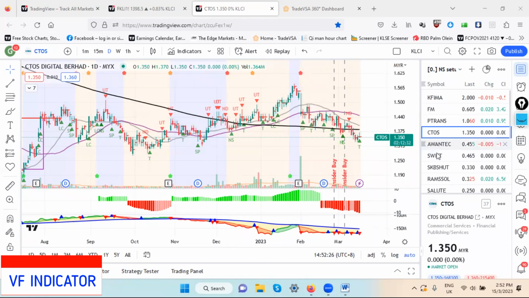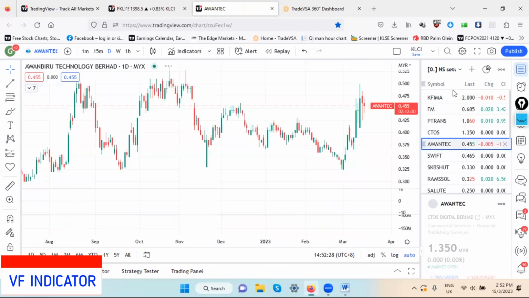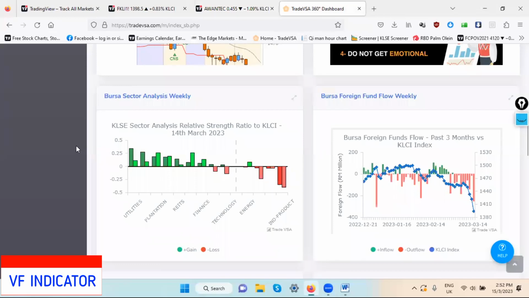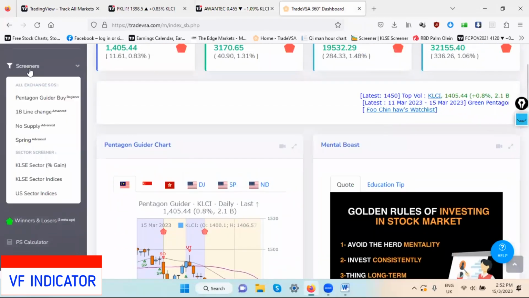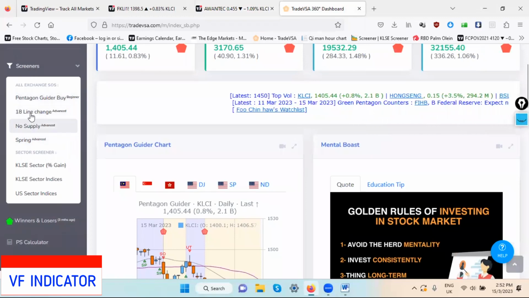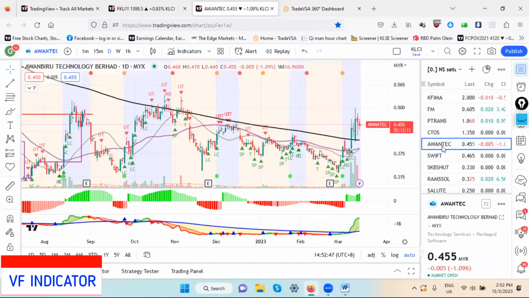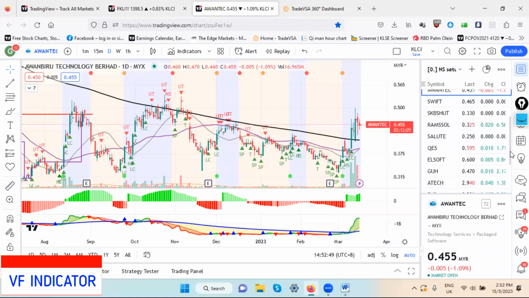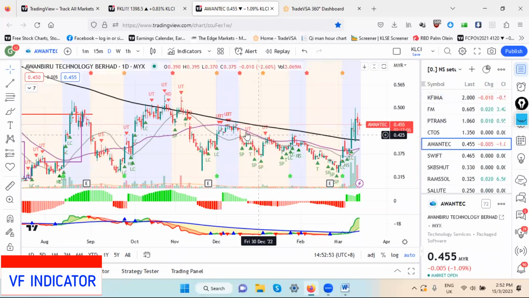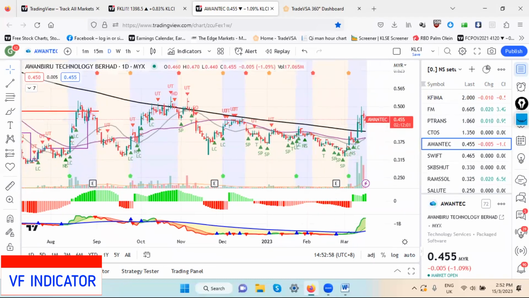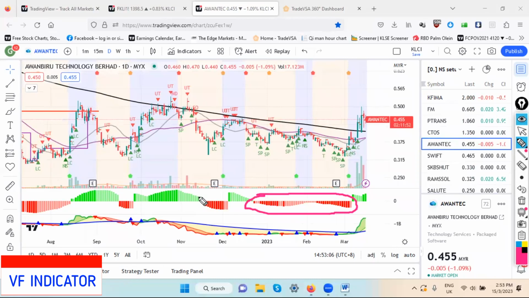I also want to show you this list, which comes from a VSA list, maybe from this VSA 360. Here you have the no supply at one list. I have summarized some of the stocks to share with you how to use this VF indicator. You can see here this is an R1B rule. The wave is red color, and this is red color too.